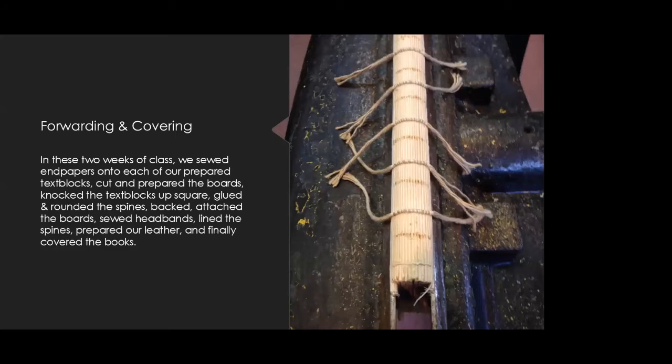Forwarding are the steps involved in binding a book up to the covering. Steps include squaring the text block, rounding and backing the spine, preparing and attaching the boards, and applying headbands. Covering is the process of pasting or gluing the leather to a book, drawing it over the spine and boards, and turning it over the edges of the boards at the foredge, head, and tail of the book.